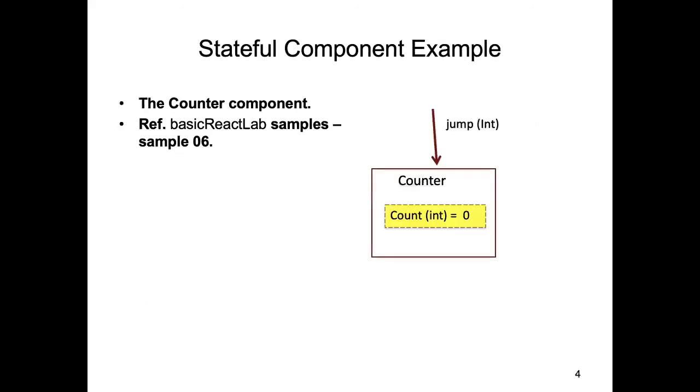Right, the kind of 101 example is what I'm going to look at here. On the right, I'm giving you a graphical representation of this very trivial component that I'm calling the counter component. The message I'm trying to get across is that this component has, internally, a state variable, which I've called count. It's going to be an integer variable, initialized to 0. The component also expects a prop, which I've called jump, which is an integer as well.